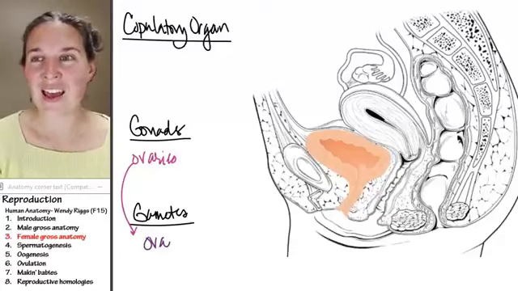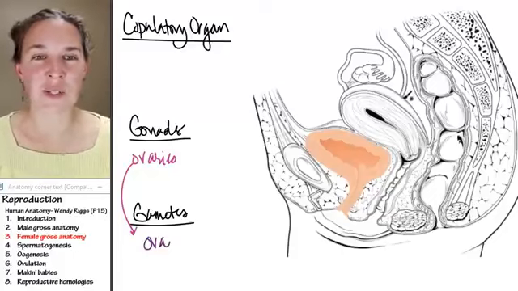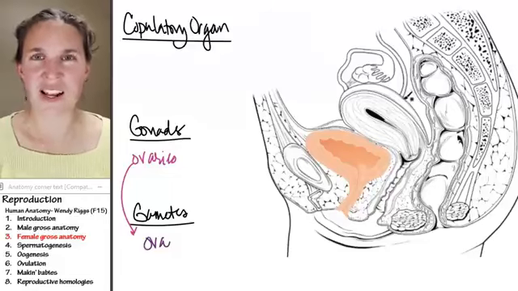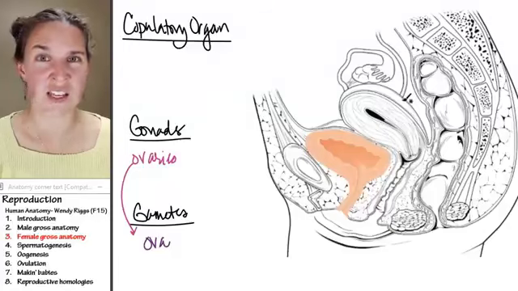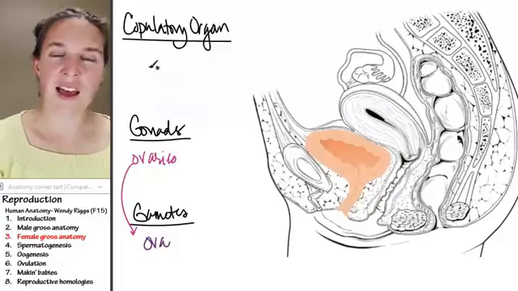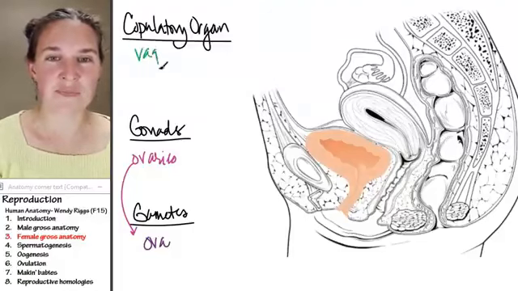And then, did you think about the copulatory organ? Are you like, dude, what's the copulatory organ for the ladies? Like, we don't have anything hanging outside of our bodies. And it's true. We don't, because we have to have something that accepts the thing that hangs outside the fellas' bodies, and that would be the vagina.